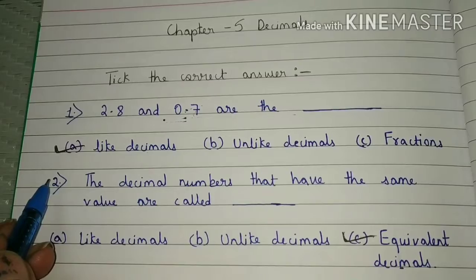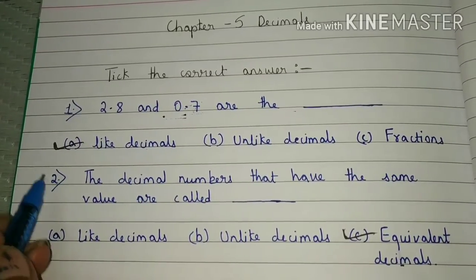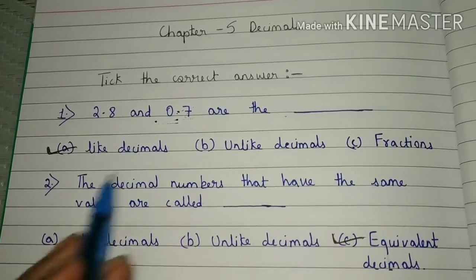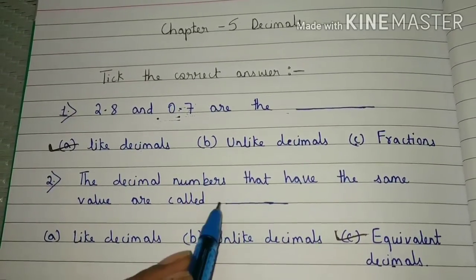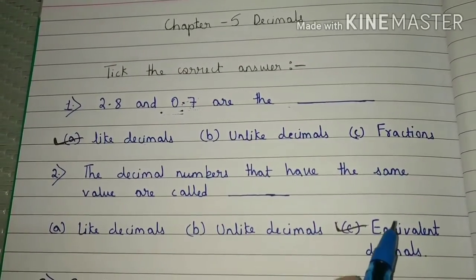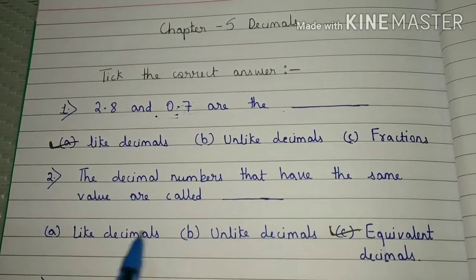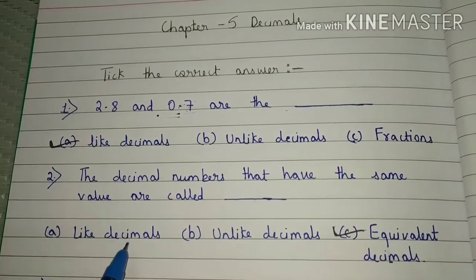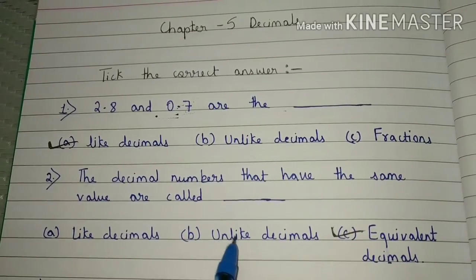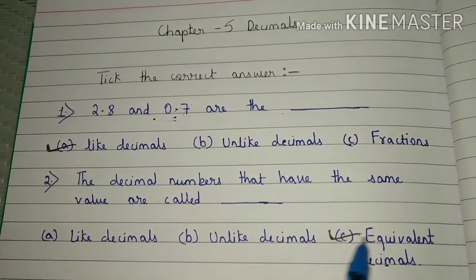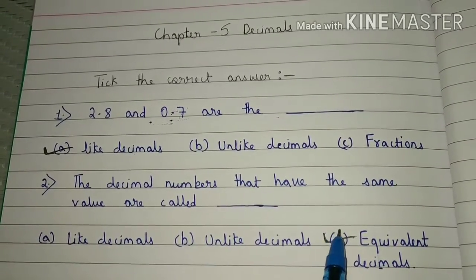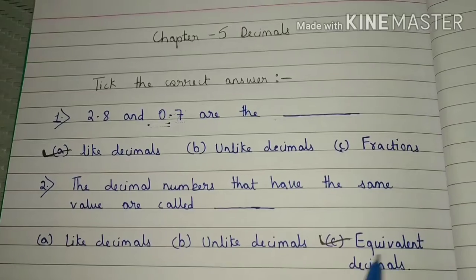Now students, come to question number 2. The decimal numbers that have the same value are called dash. You can see here 3 options are given to you. Option A, like decimals. Option B, unlike decimals. Option C, equivalent decimals. Students, correct answer is option C, equivalent decimals.